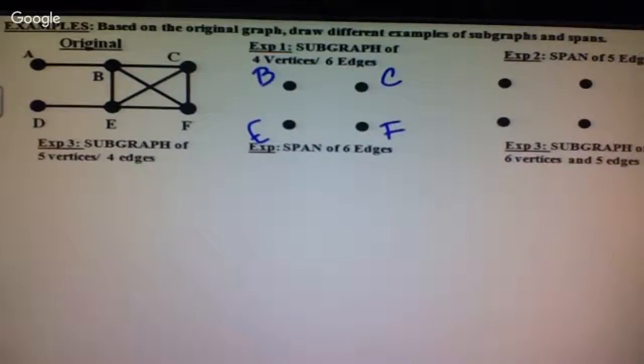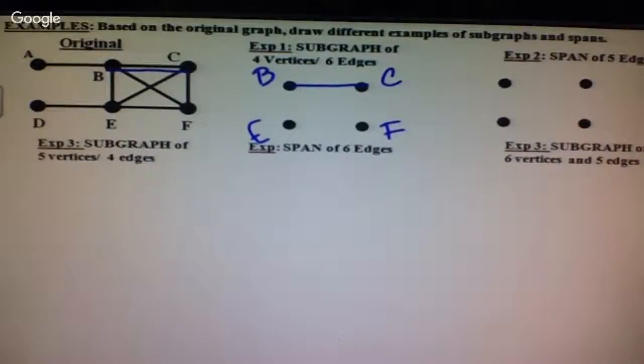The biggest thing when you create subgraphs and spans is you have to use what is already there. You're just not using all of it. A subgraph is a piece of the original. I've used 4 dots from the original. I now need to use 6 edges from the original to connect these dots. What edge do you want to use first? B to C. Okay, B to C was there.